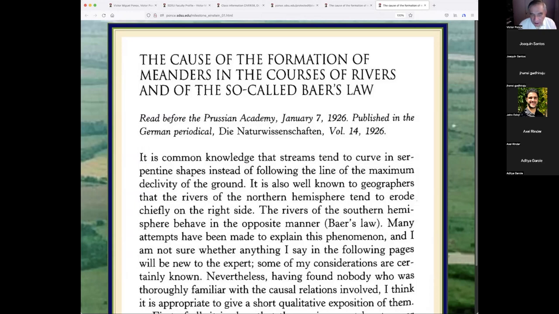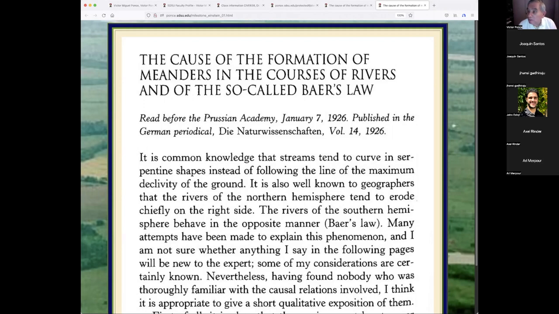It is common knowledge that streams tend to curve in serpentine shapes instead of following the line of the maximum declivity. Common knowledge, yes, they do. Not all of them do, and there's an explanation for that, but let's just sit tight and wait. It is also well known to geographers that the rivers of the Northern Hemisphere tend to erode chiefly on the right side. And I don't know why he said that. He certainly was not a geographer, but he was a scientist, and people that really discuss these issues typically are engineers or geomorphologists. The rivers of the Southern Hemisphere behave in the opposite manner.